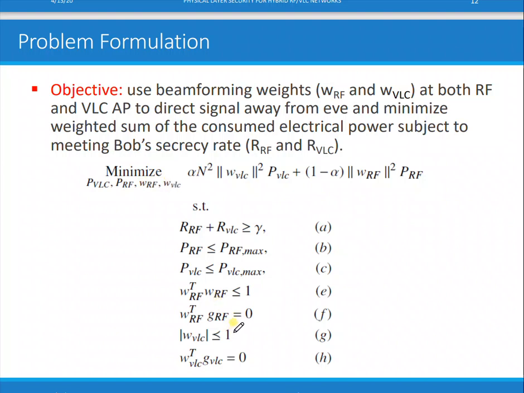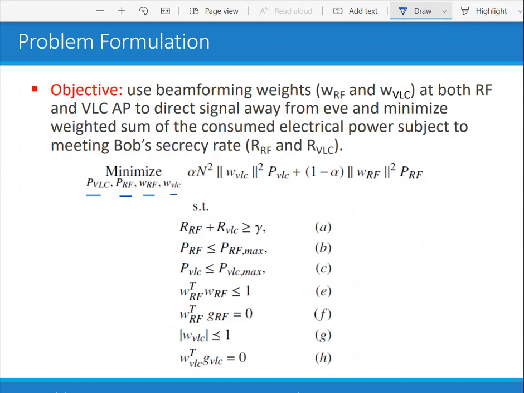I think we have to minimize the omega, because it has to be equal to 1, it cannot be greater than 1. Also it's better to minimize it because we want to make the beam sharper. And the more weight we have, the more power it consumes. We also have an equation for the power: it should be less than or equal to the maximum power. So we want to minimize the power of the VLC, the power of the radio frequency signal, and the omega of both the weights.